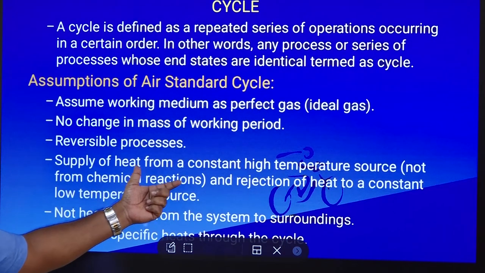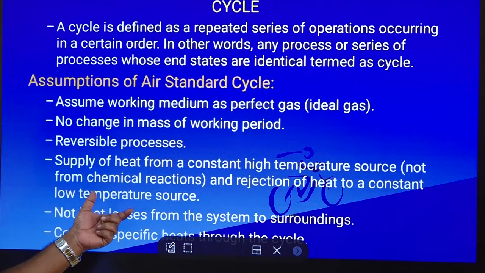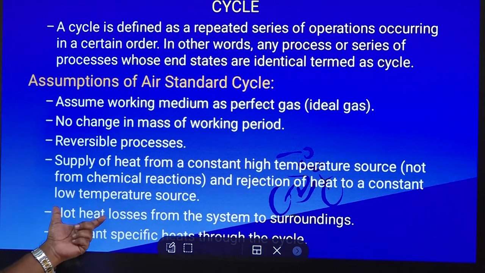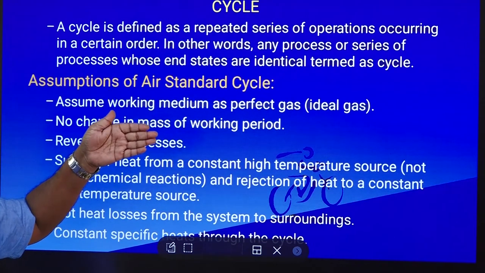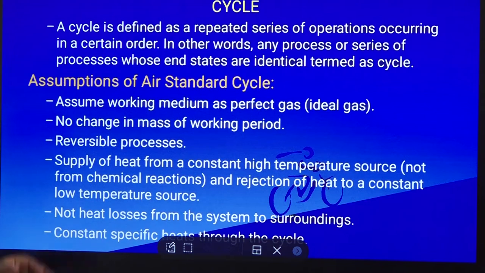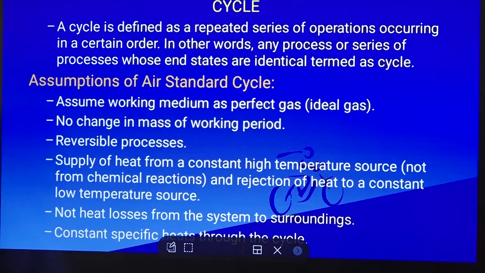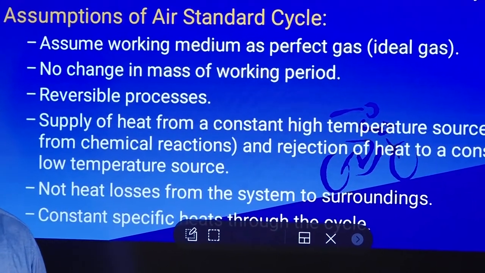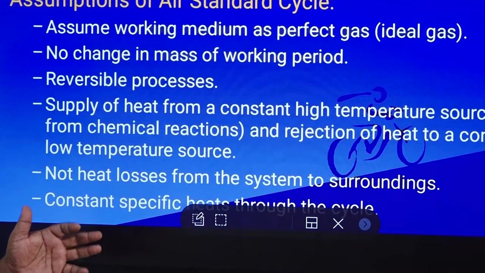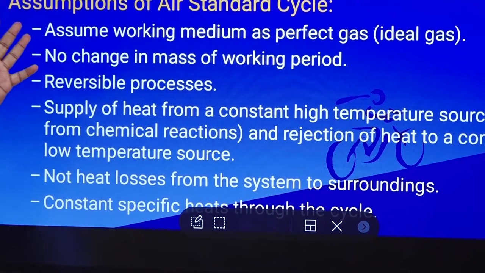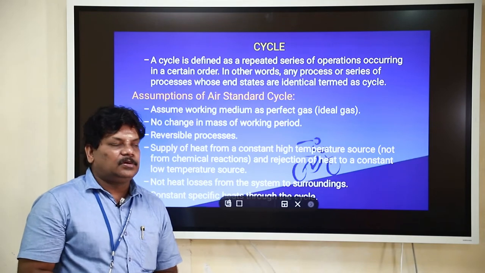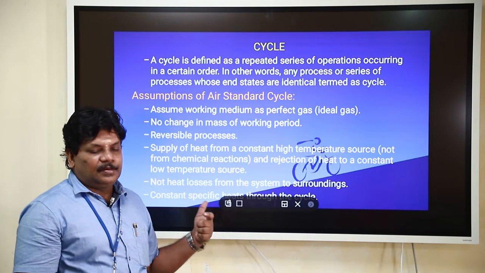Then supply of heat from a constant higher temperature source, not from a chemical reaction, and rejection of heat to a constant low temperature sink. That is the travel of heat energy from a higher energy level to a lower energy level. Then no heat losses from the system to the surroundings. That is also not possible, but we assume all this, then only we may achieve the highest possible efficiency. And then constant specific heat, that is, Cp and Cv values are kept constant. Since this cycle works on air, air is the working fluid, so we have to go for constant specific heat values for air.